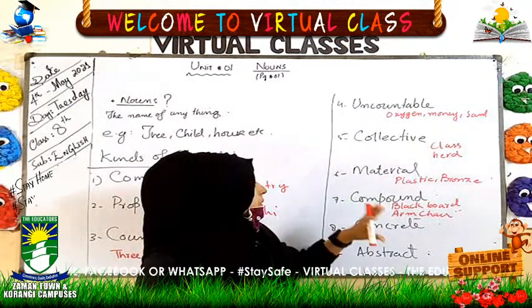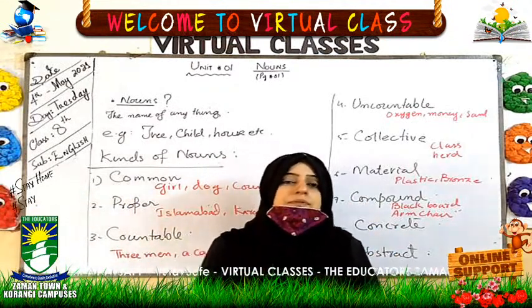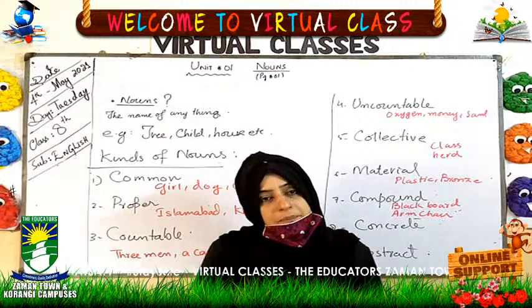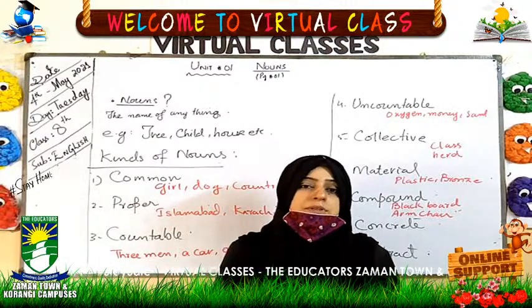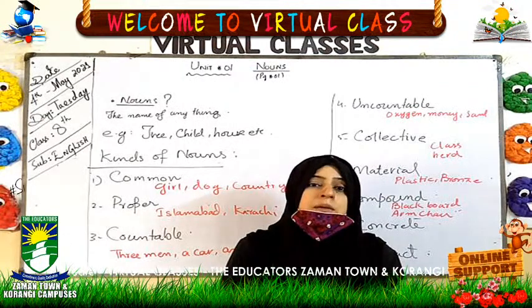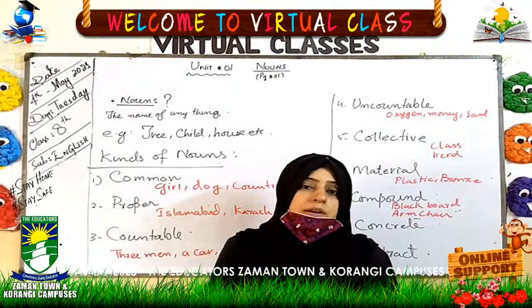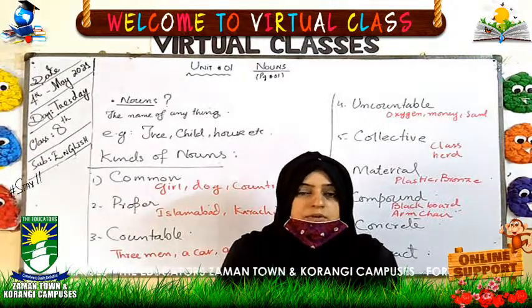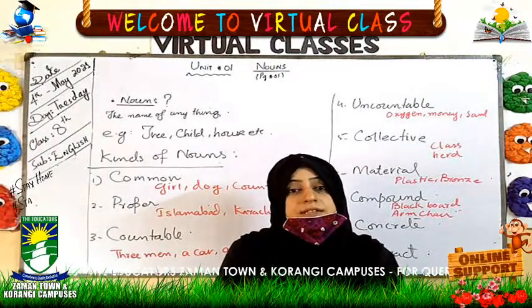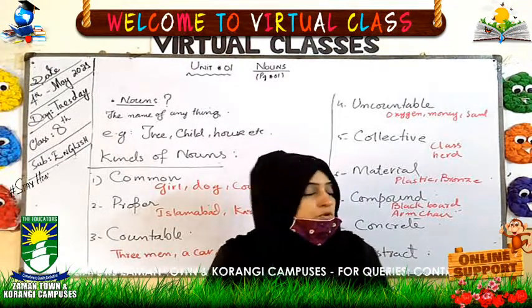Now the seventh one is the compound noun. First we will understand the meaning of compound. Compound means the word which is made up of two different words and gives the idea of an entirely different new word. The word which is formed is entirely different from the two words which you have joined, which you have composed.